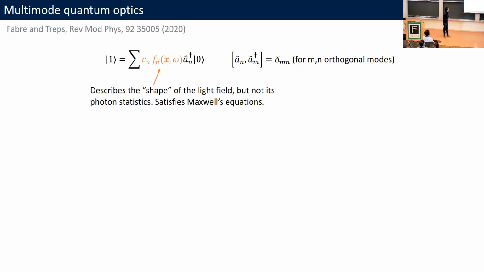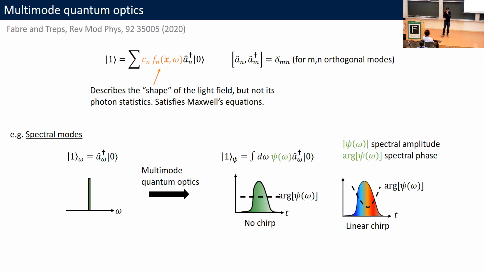Because I like to understand by examples, you can think about spectral modes. When you first do quantum optics in textbooks, you often deal with these monochromatic photons. You have a creation operator acting on a particular frequency mode, omega. So the spectrum of that photon will be this Dirac delta function at omega. This is not a good description of what we make in the lab.